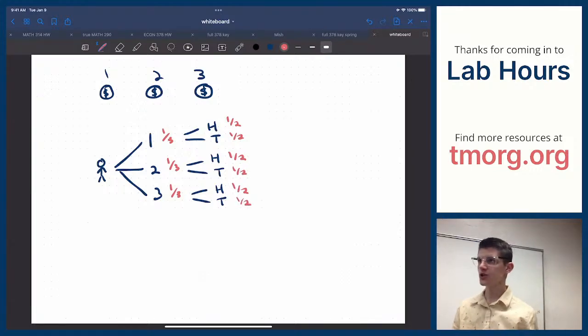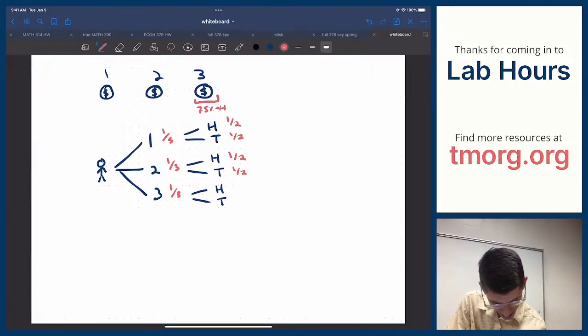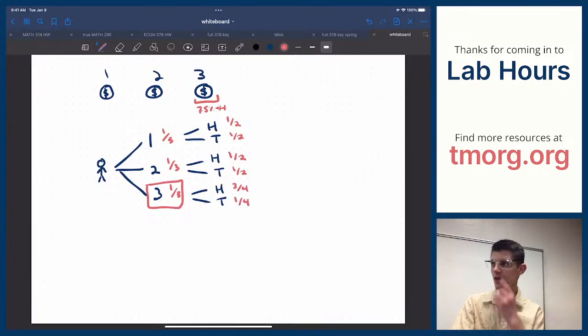But what if I told you that coin number 3 is actually weighted so that it has a 75% chance of being heads, right? Then what is the overall chance of flipping heads? Well, the first thing I need to do is come into my event tree. I need to change this from 1/2, 1/2 to 3/4, 1/4 on the 3 branch, right? If you pick the 3rd coin, there is no longer a 1/2 chance that you get heads. It's a 3/4 chance to get heads, but that's from the 1/3.